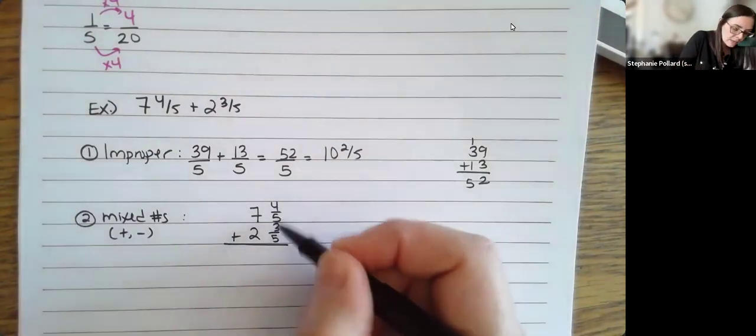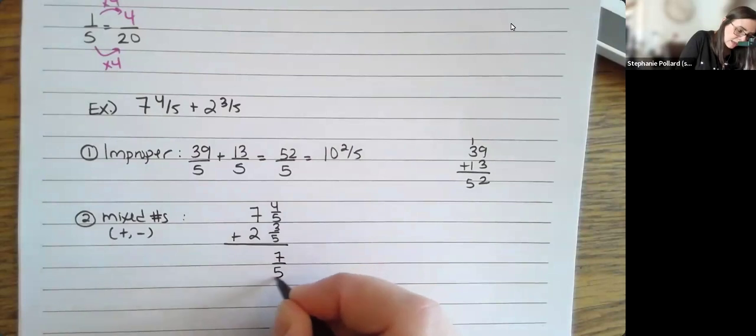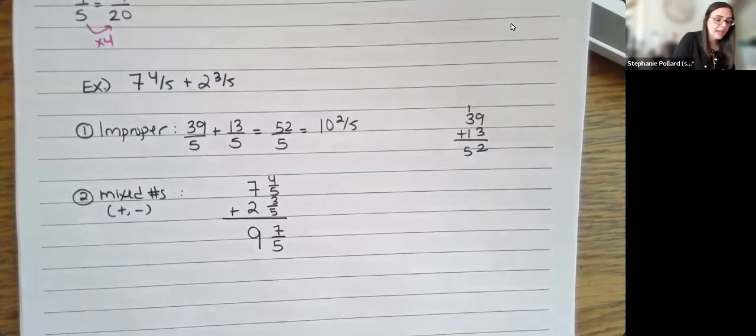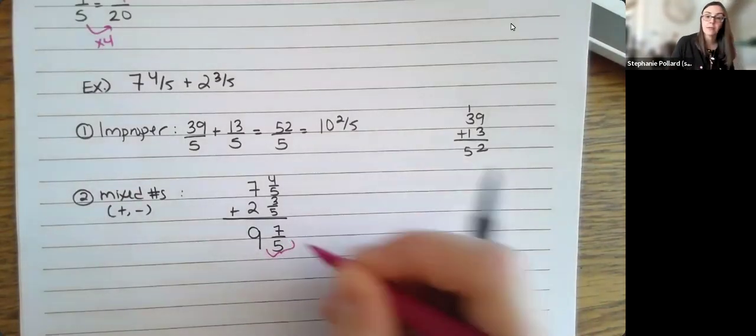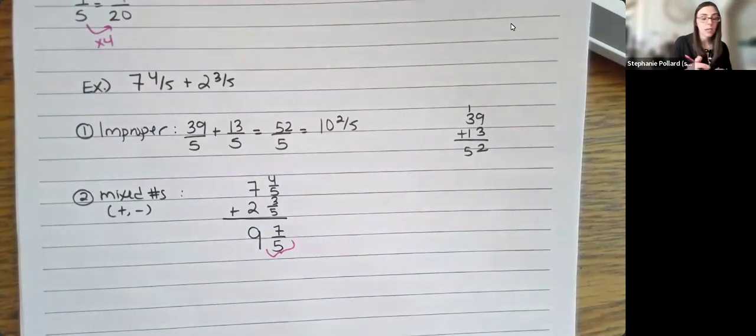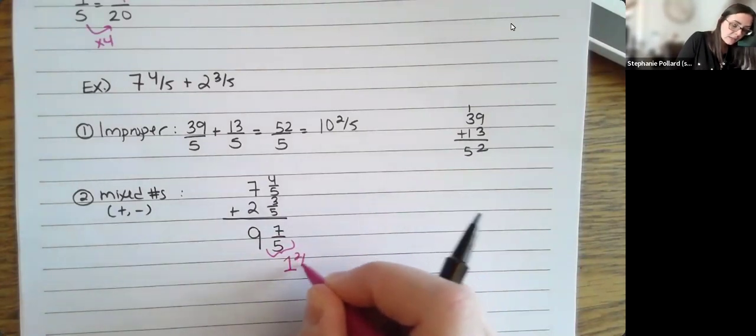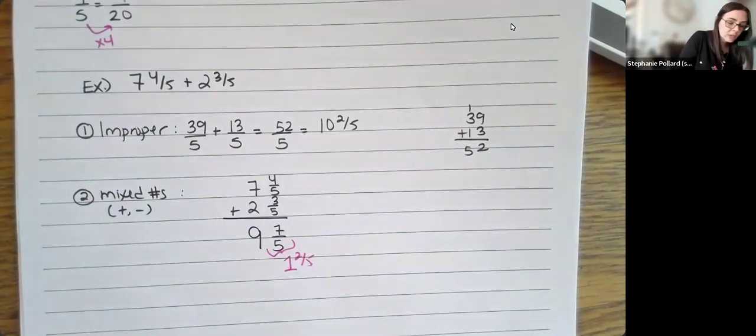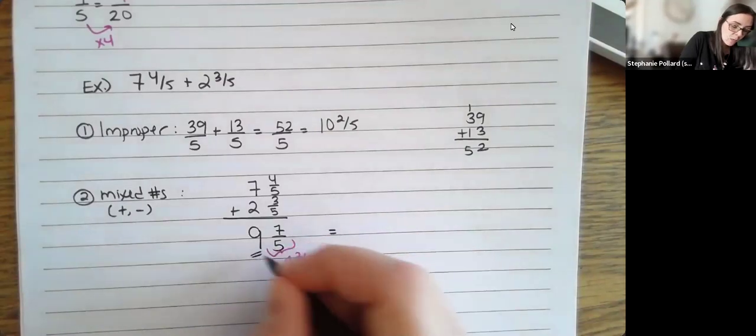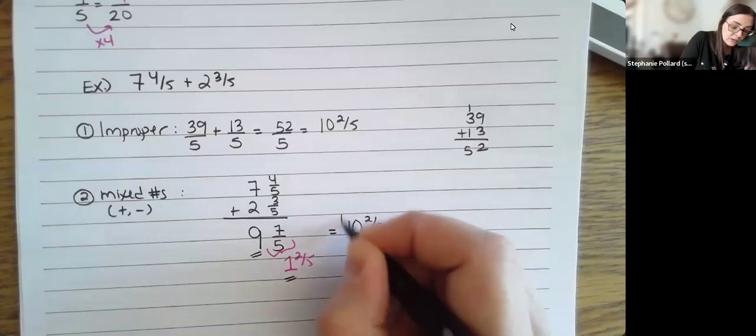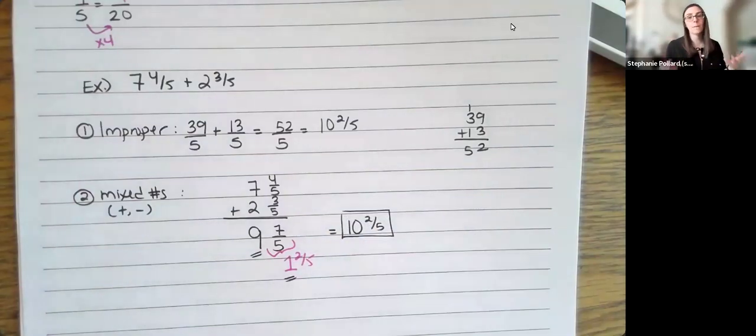4 and 3 is 7, so you get 7/5. And then 7 and 2 is 9. Now, the only problem with adding is that you may end up with an improper fraction, which you'll have to fix. So 7 over 5 is the same thing as 1 and 2/5. So then you fix your answer. I put the 9 and the 1 together, which is where I get the 10, and then it just stays as 2/5. So you can do both.